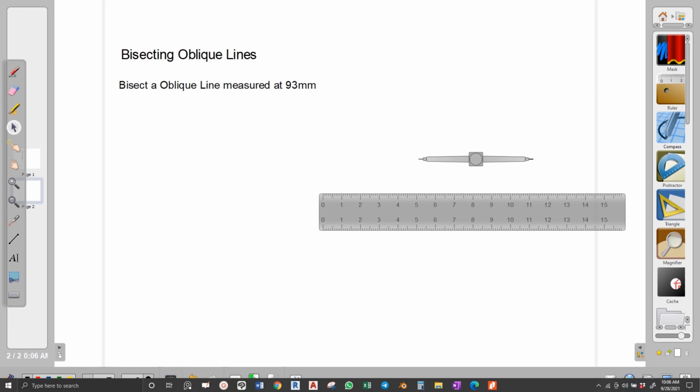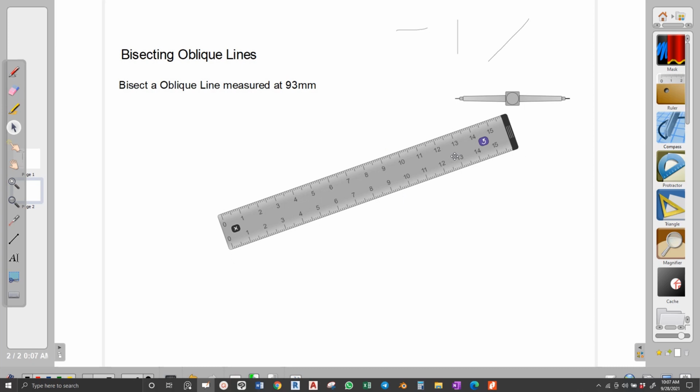Today we will be concluding our bisecting class with bisecting oblique lines. A quick recap on what are oblique lines. Oblique lines are essentially lines that are drawn in an angle, any angle, as opposed to our vertical line and our horizontal line. So let's go about bisecting an oblique line measured at 93 millimeters.